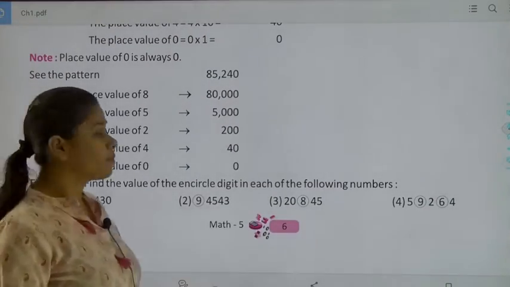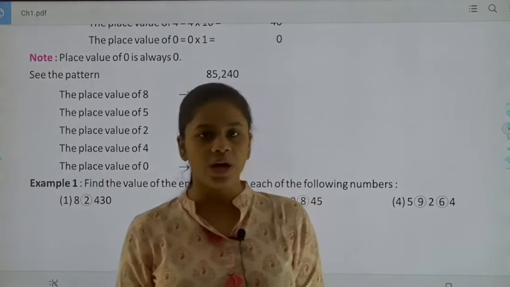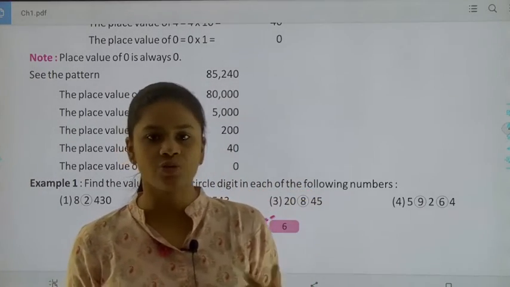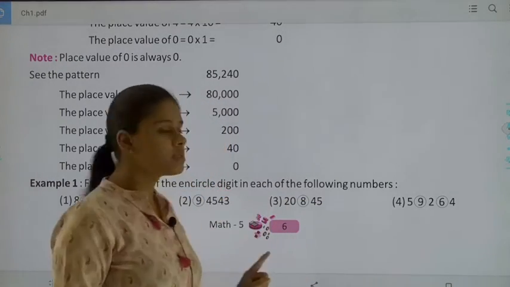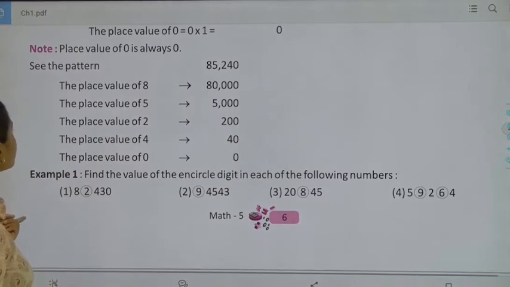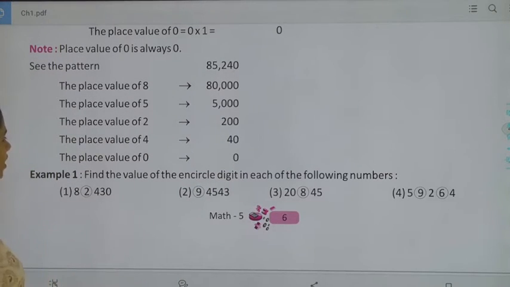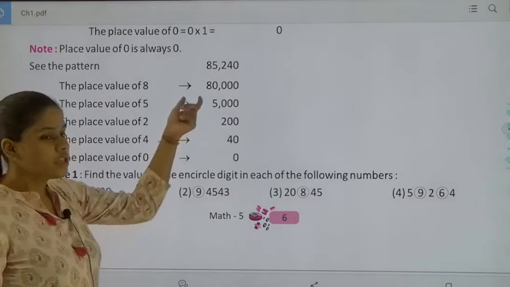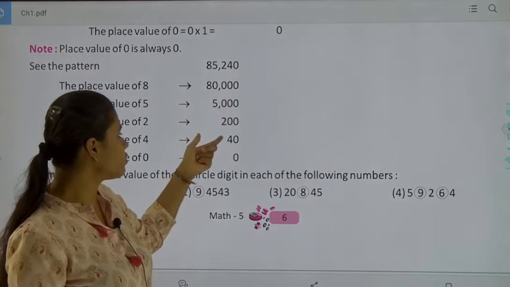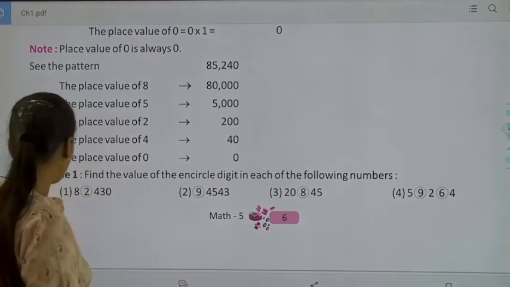One more thing, place value of 0 is always 0. अगर हमें किसी की place value बतानी हो उसमें 0 होगा तो 0 की place value हमेशा 0 होगी. So 85,240 is 80,000, 5,000, 200, 40 और 0 की वैल्यू हमेशा 0 रहेगी.